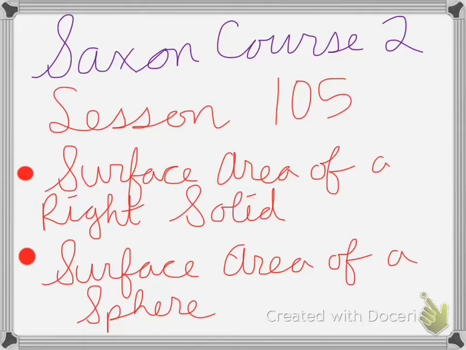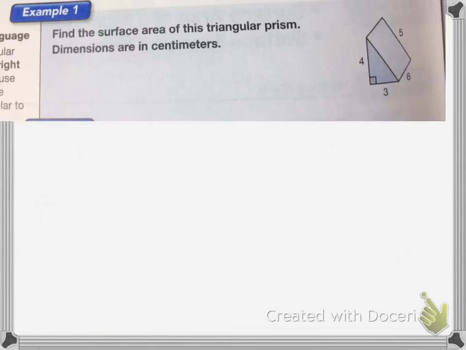Saxon Course 2, Lesson 105 is on the surface area of a right solid and surface area of a sphere. So to find the surface area of this triangular prism, we had to find the area of all of the sides of the shape.